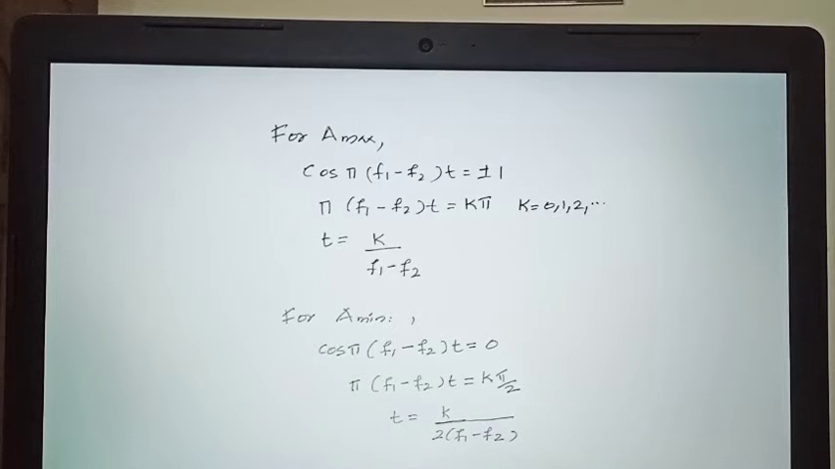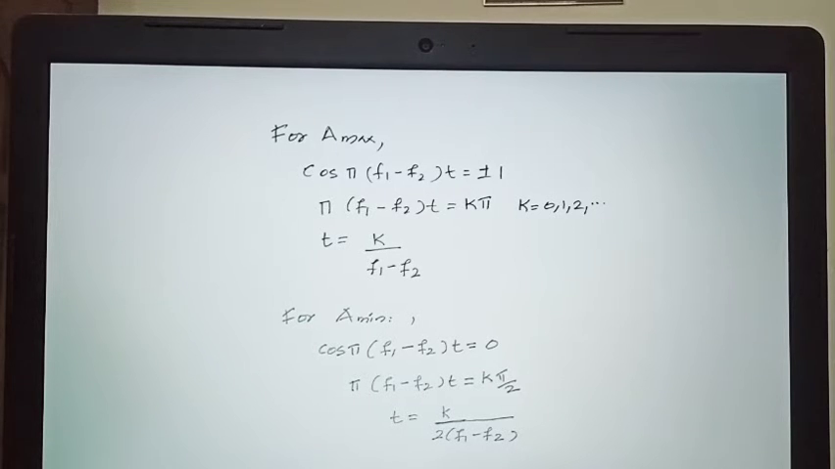So when k is equal to 0, t is equal to 0; k equal to 1, t1 is equal to 1 by (f1 minus f2). At all these instances we are getting maximum amplitude, the waxing of amplitudes. And for the amplitude to be minimum, cos(pi (f1 minus f2) t) is equal to 0. For that the condition is pi (f1 minus f2) t is equal to k pi by 2, where t is equal to k divided by 2 (f1 minus f2), where k is equal to 1, 2, 3, 4, etc.